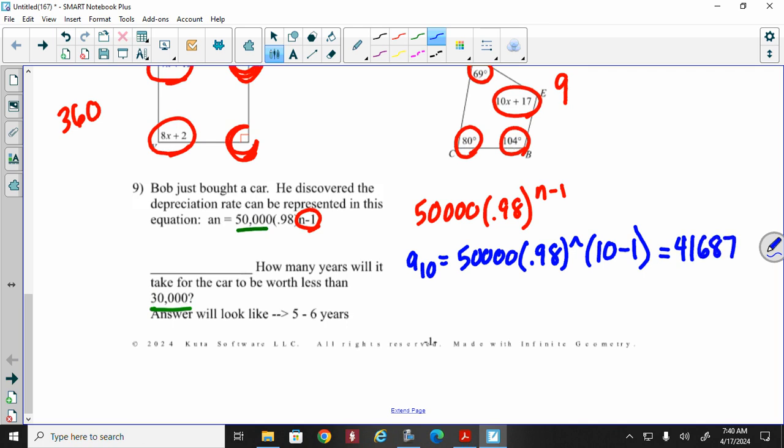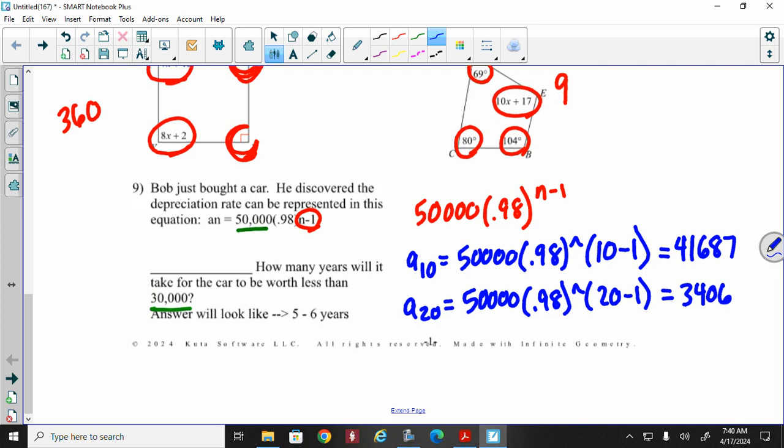All right, obviously, again, we're going down, but not enough. So I'm just going to go ahead and say, what happens after, let's just say 20 years. So A of 20 is equal to 50,000, parentheses, 0.98, raised to the power of 20 minus 1. And the answer ends up being 34,062. Oh, we're getting closer.